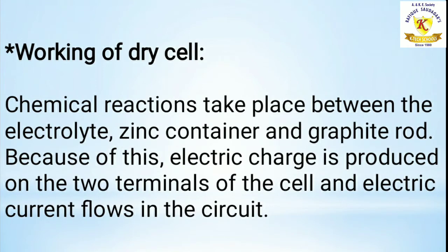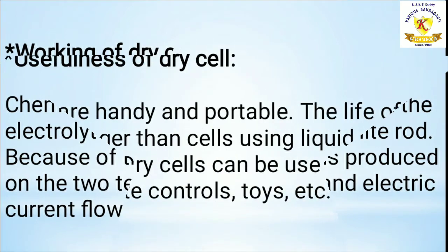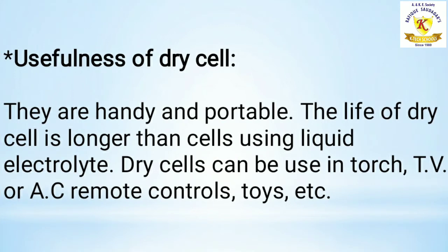Working of a dry cell. Chemical reaction takes place between the electrolyte, zinc container and graphite rod. Because of this, electric charge is produced on the 2 terminals of the cell and electric current flows in the circuit. Usefulness of a dry cell. They are handy and portable. The life of a dry cell is longer than cells using liquid electrolyte. Dry cells can be used in torch, TV or AC remote controls, toys, etc.